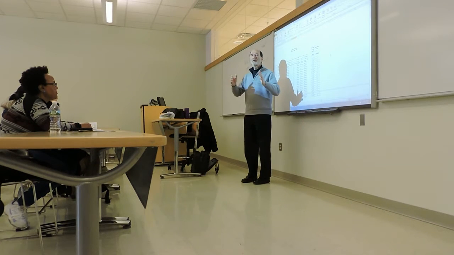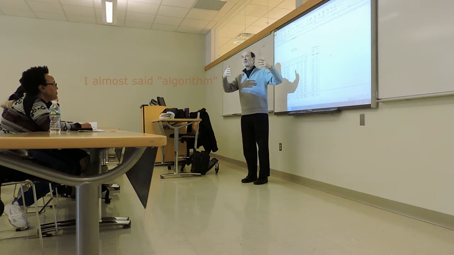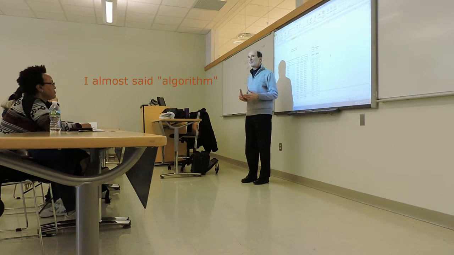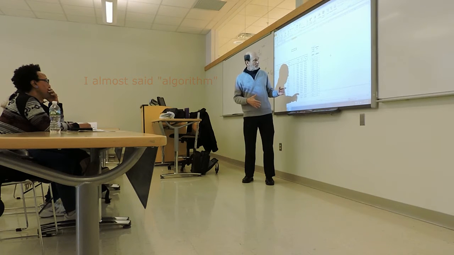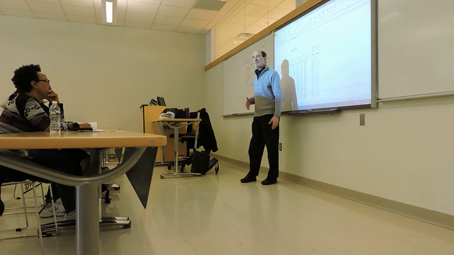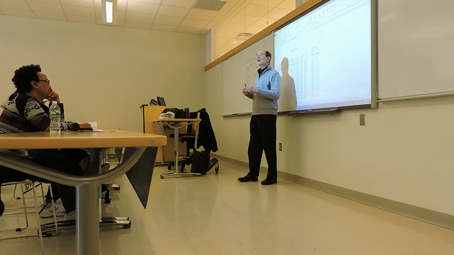So now I'm going to go through a procedure with several steps for doing that. But first, I have to create a new column. I'm going to create a column of random numbers.